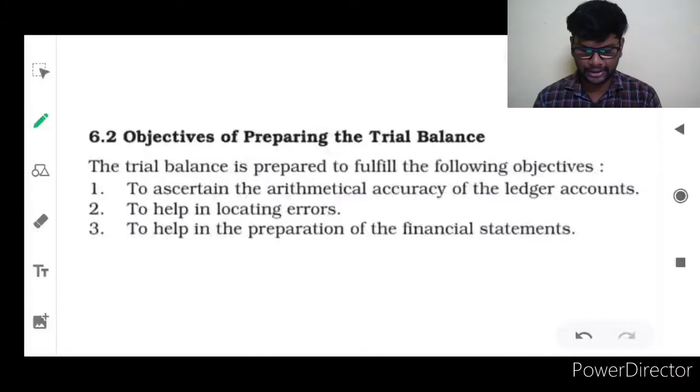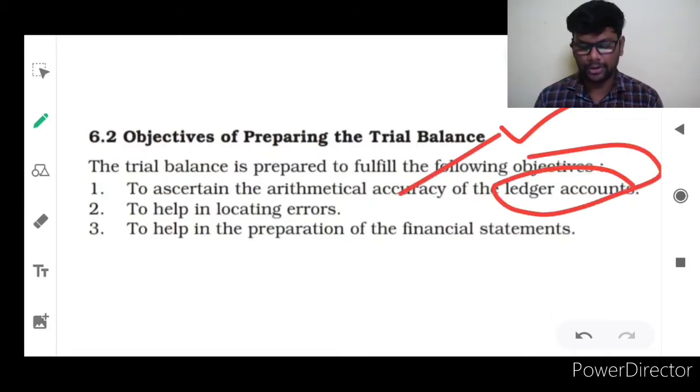Objectives of preparing the trial balance. Why do we have to prepare a trial balance? The trial balance is prepared to fulfill the following objectives. The first one is to ascertain the arithmetical accuracy of the ledger accounts. Of all the ledger accounts, we can easily check arithmetical accuracy. And the second one is that it helps in locating errors.